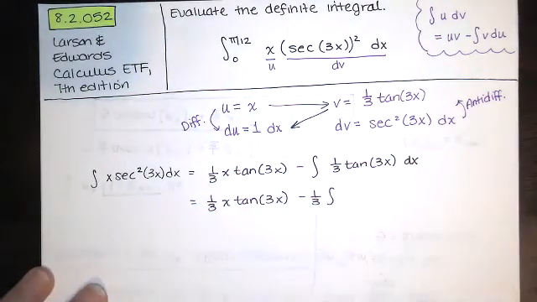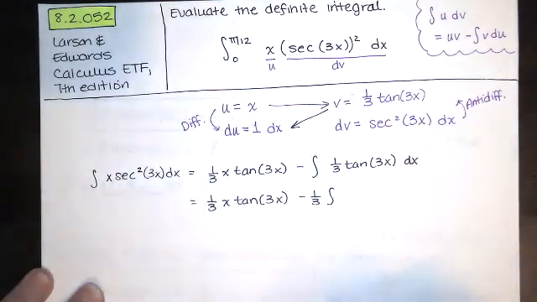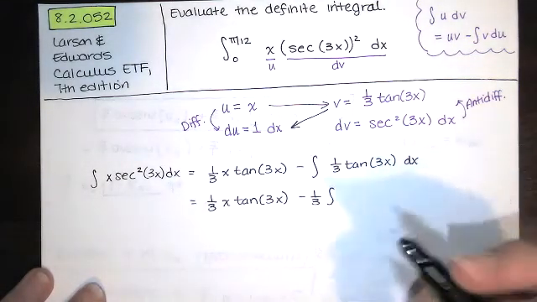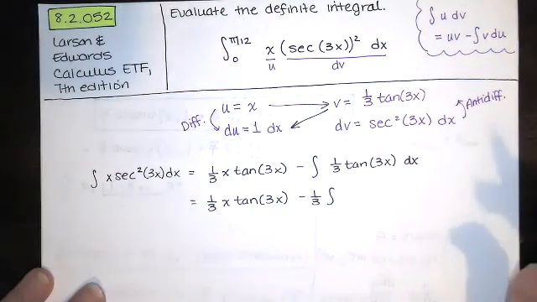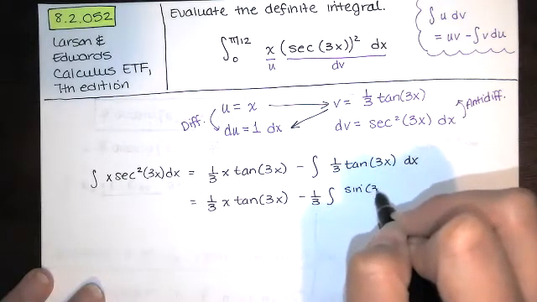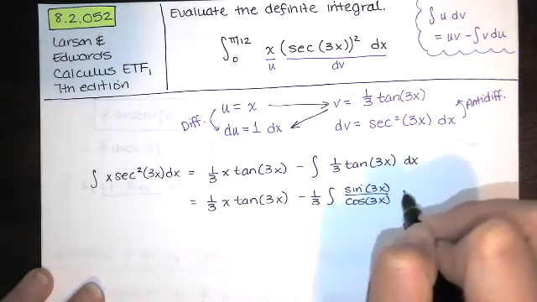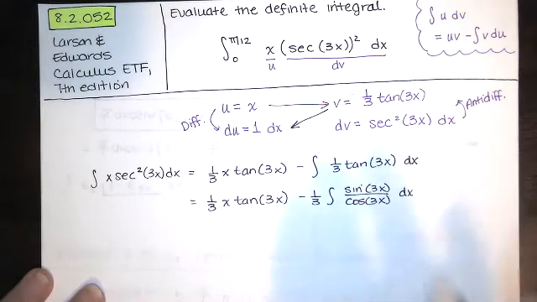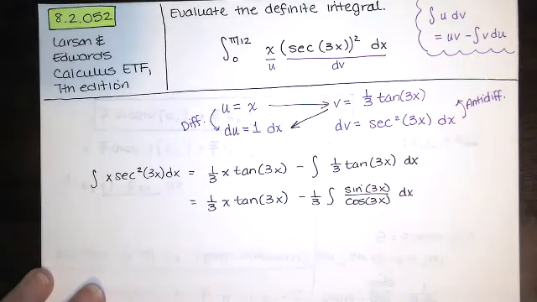Now let's say I've forgotten my tangent rule. If I forget my tangent rule, that's okay, because I remember that it comes from u substitution. So I just replace tangent with whatever it is in terms of sine and cosine. And we remember from trig that tangent is sine over cosine. So tangent of 3x, keep that angle, is sine of the angle over cosine of the angle.